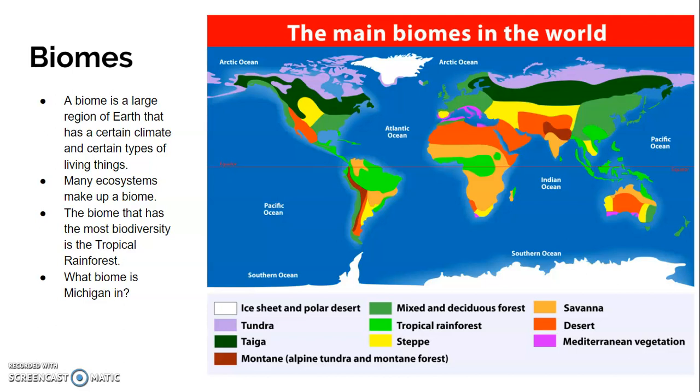And I want you to look at this picture and find the United States and identify what biome the United States is in. I'll give you about 10 seconds for that. So Michigan is going to be around here. The biome that Michigan is in is a deciduous forest biome. And you can go ahead and take your time and look around, check out different locations and what biomes they are in.